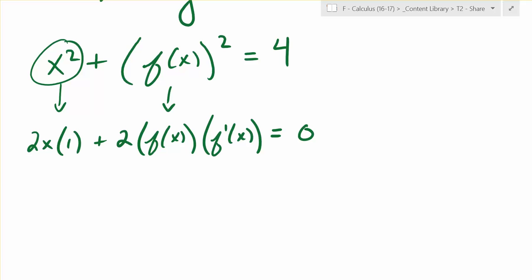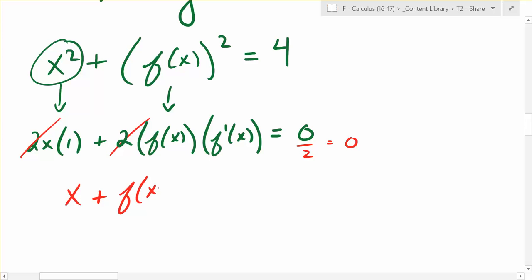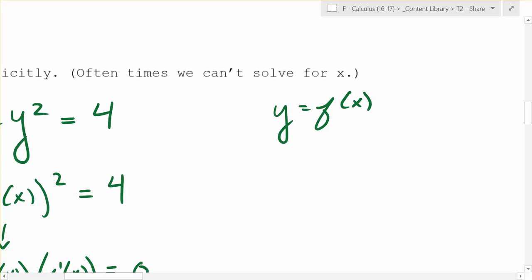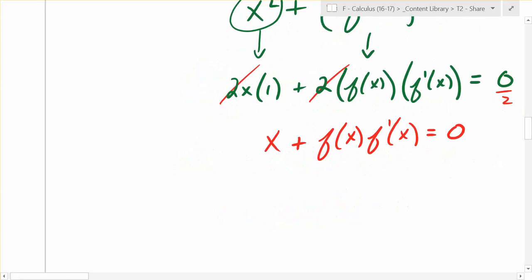So, could we divide everything by 2 if we wanted to? Yeah. If we divide everything by 2, that goes away. What's 0 over 2? 0. So what do we end up with? X plus what? F of x times what? F prime of x equals 0. What did we say up here? What was our original substitution? What does y equal? F of x.